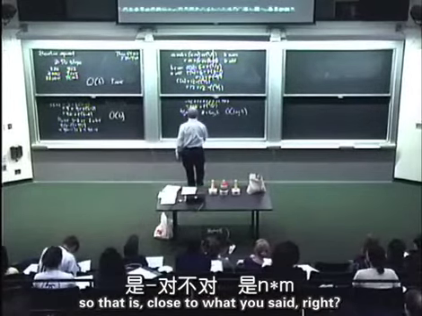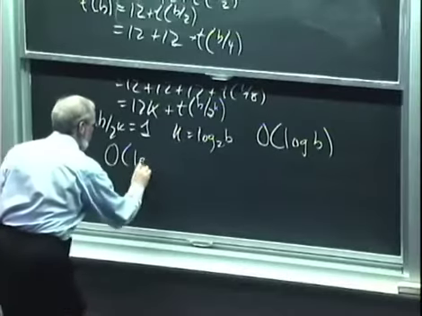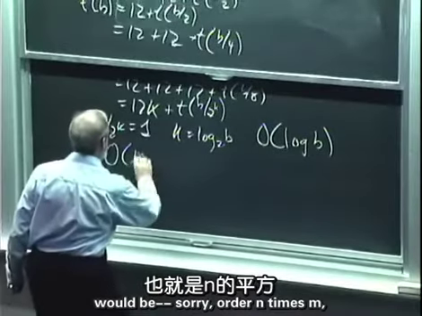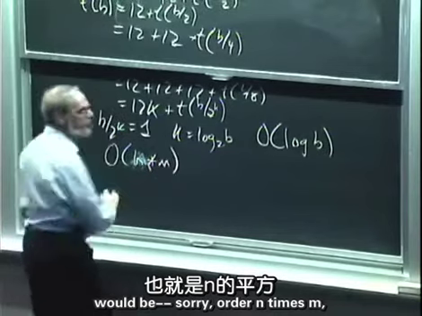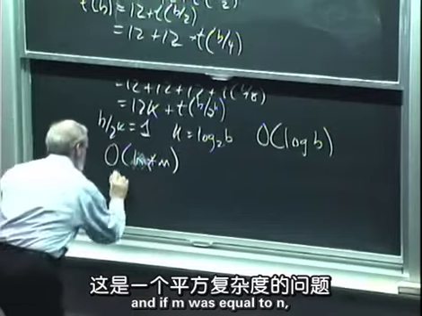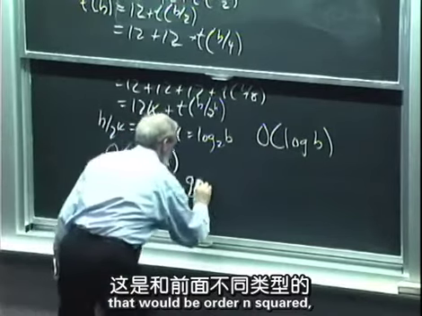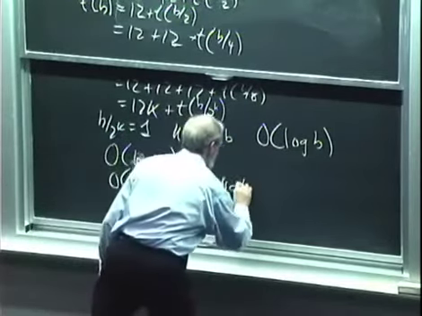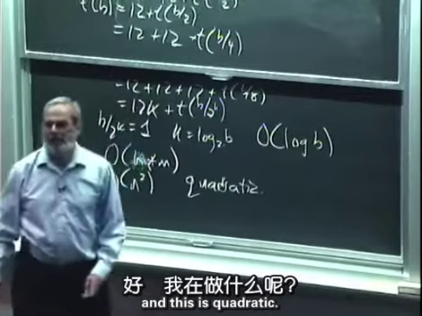The order complexity here, if I actually write it, would be order n times m. And if m was equal to n, that would be order n squared, and this is quadratic. And that's a different behavior.